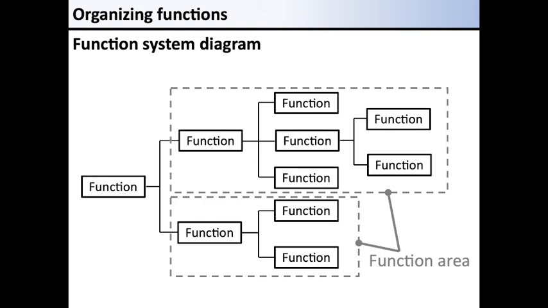The function system diagram allows us to clarify the interrelationships among functions and to understand function areas. Function area means a group of functions that are deeply interrelated, aiming at a certain function.